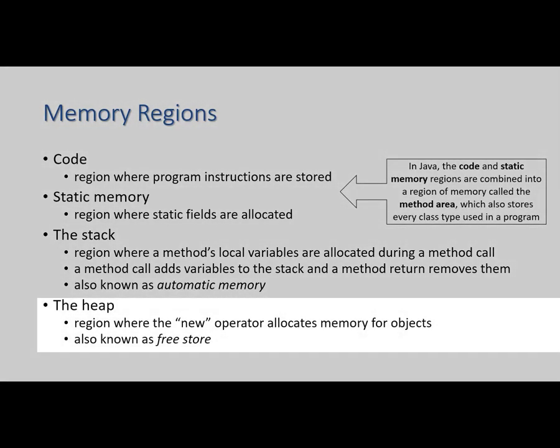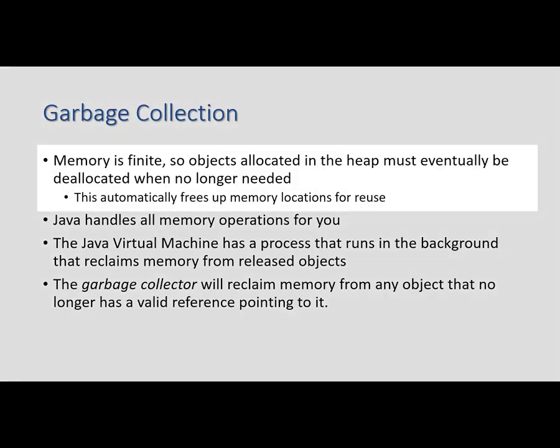The region where the new operator allocates memory for objects is known as the heap. This region is also called free store. Memory is finite, so objects allocated in the heap must eventually be deallocated when no longer needed, which will automatically free up memory locations for reuse.